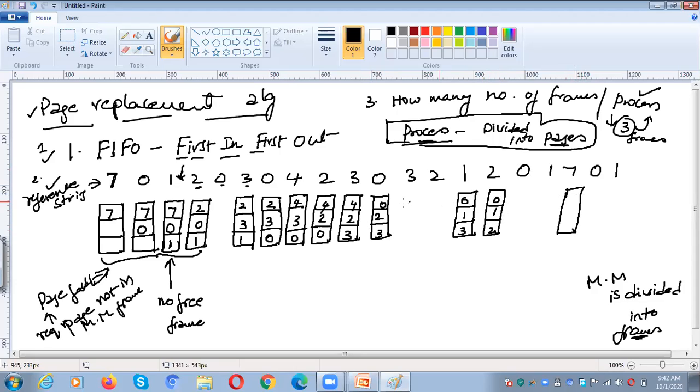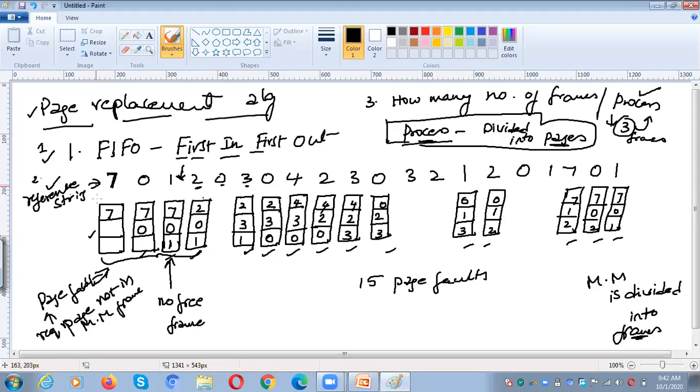7 means 0. When compared to 0, 1, 2, 0 came into the main memory first. So 7, 1, and 1, 2. After that 0. 7, 0, 2. And then 2. And then again 1. 7, 0, 1. So now calculate the boxes: 1, 2, 3, 4, 5, 6, 7, 8, 9, 10, 11, 12, 13, 14, 15. So the number of page faults are 15.